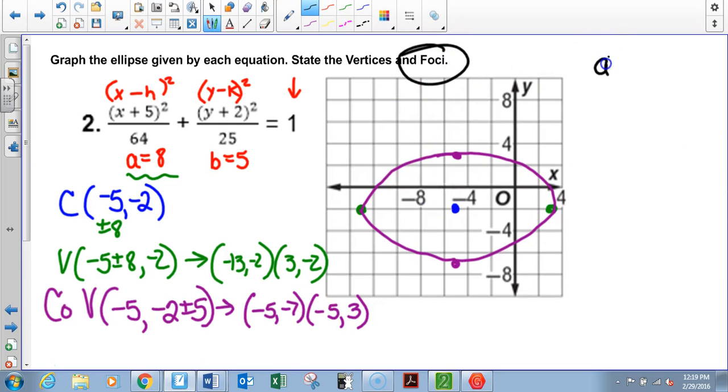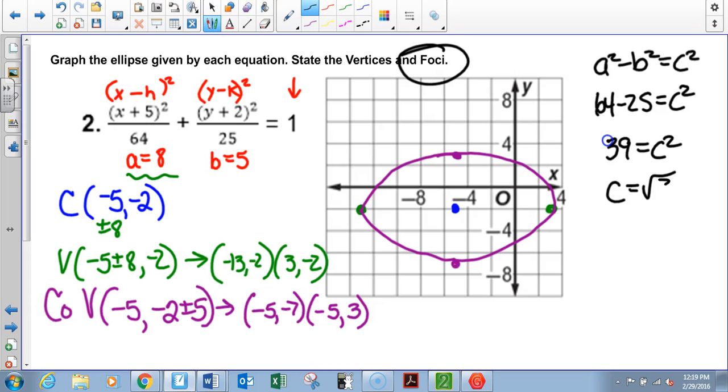All right. And a squared minus b squared equals c squared. So we have 64 minus 25 equals c squared, which is 39 maybe? So c is the square root of 39. And is that added onto the x or the y of the center? It's in the x direction. So if the center was at negative 5, negative 2, the foci would be at negative 5 plus or minus square root of 39, negative 2.